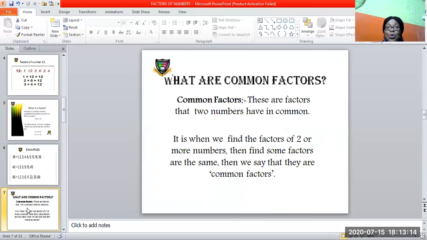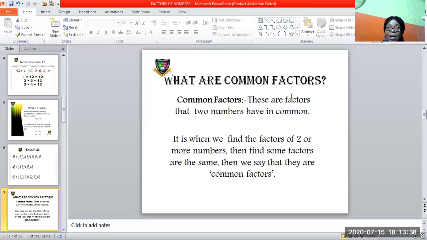Then let's move on to what are common factors. Common factors are factors that two numbers have in common. Are we together? Do you understand? Beautiful. Once you understand, then we are sailing smooth.